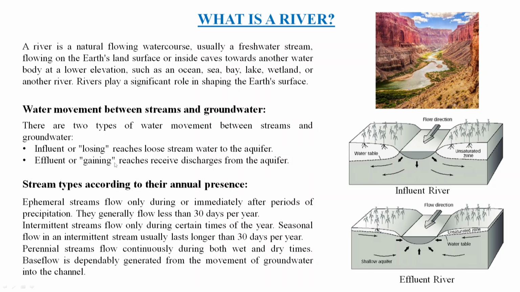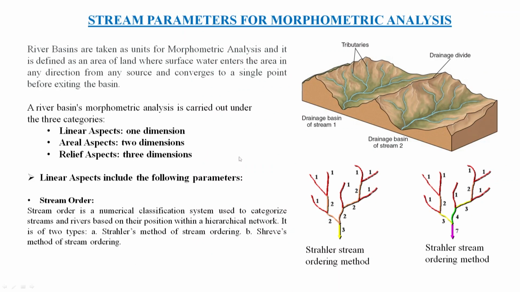So, there are different types of streams, which can become influent, and sometimes might also become effluent, depending on the type of the stream. There are various stream parameters for the analysis of a river, whether you are in the youth stage, the mature stage, or the old stage of a river. You can always analyze certain parameters to get an idea of the overall morphology of the river as well as its dynamics, how the river will behave in that particular reach where you are doing your morphometric analysis for a particular basin.